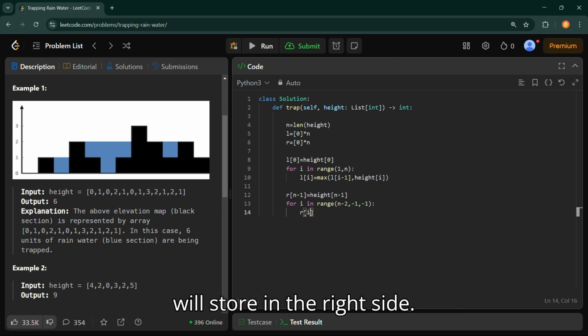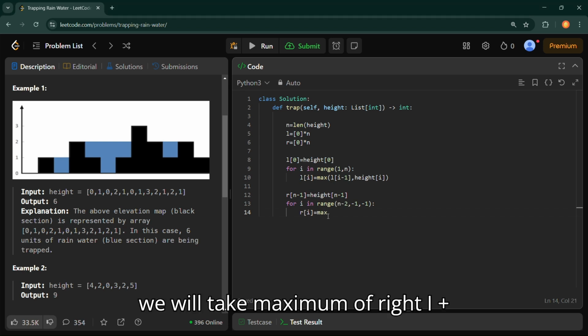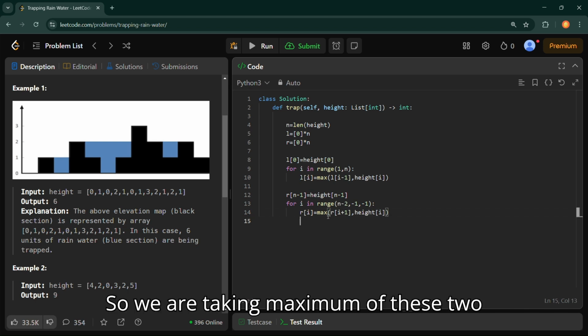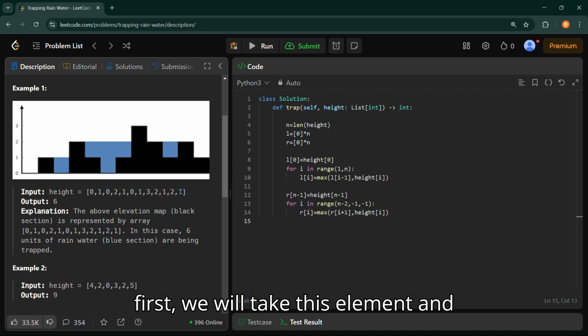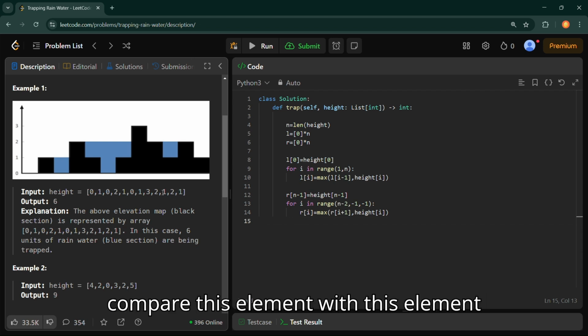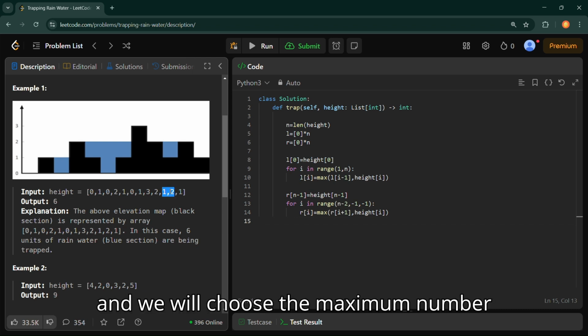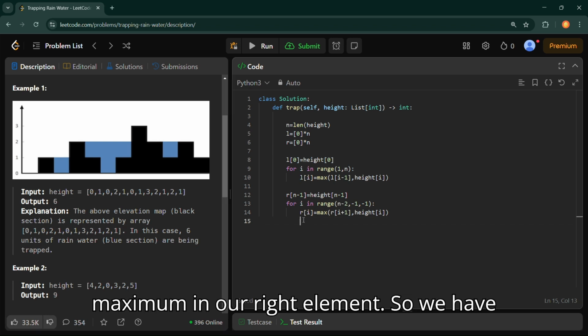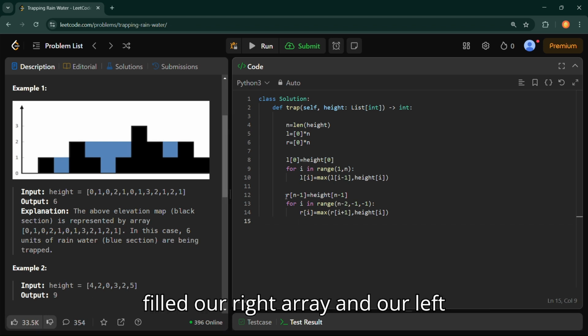So how will we do that? For the right side, we will take the maximum of right[i+1] and height[i]. So we are taking the maximum of these two. First we will take this element and compare it with this element. Then we will compare this element with this element, and we will choose the maximum between these two. We are storing that maximum in our right array. So we have filled our right array and our left array.